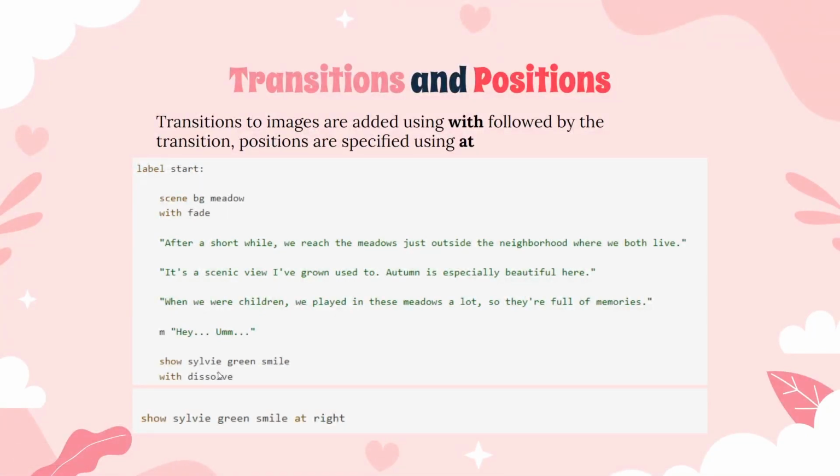And then positions. Sometimes you have multiple characters on the scene, and you don't want all of them to just be stacked on top of each other. If you've seen Doki Doki, sometimes they have like 3 girls on the screen at once. So you want to specify what position they show up in. Like I said, positions are specified using at. So in this case, it's show Sylvie green smile at right, and then she'll pop up on the right. Ren'Py also has a bunch of different positions already specified, but you can get into some more specific code, I think, with the ATL, and also define your own positions if needed.